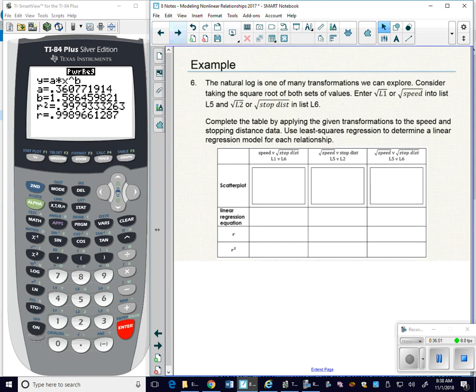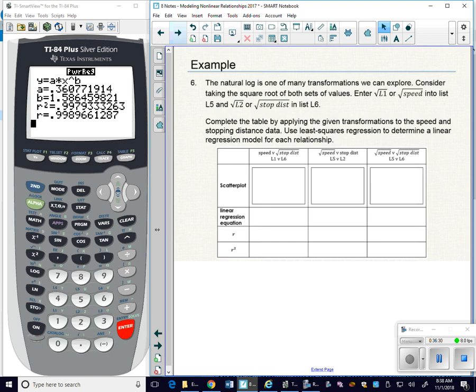In number 6, we're going to take a look at transformations using the square root. And this is something I'm actually going to have you guys do together. I'm not going to have you sit and listen to me for another half an hour. I'm going to ask you to do this as a class or together using small groups. In number 6, it says the natural log is one of many transformations, like I said. And this time we're going to look at another transformation using the square root.